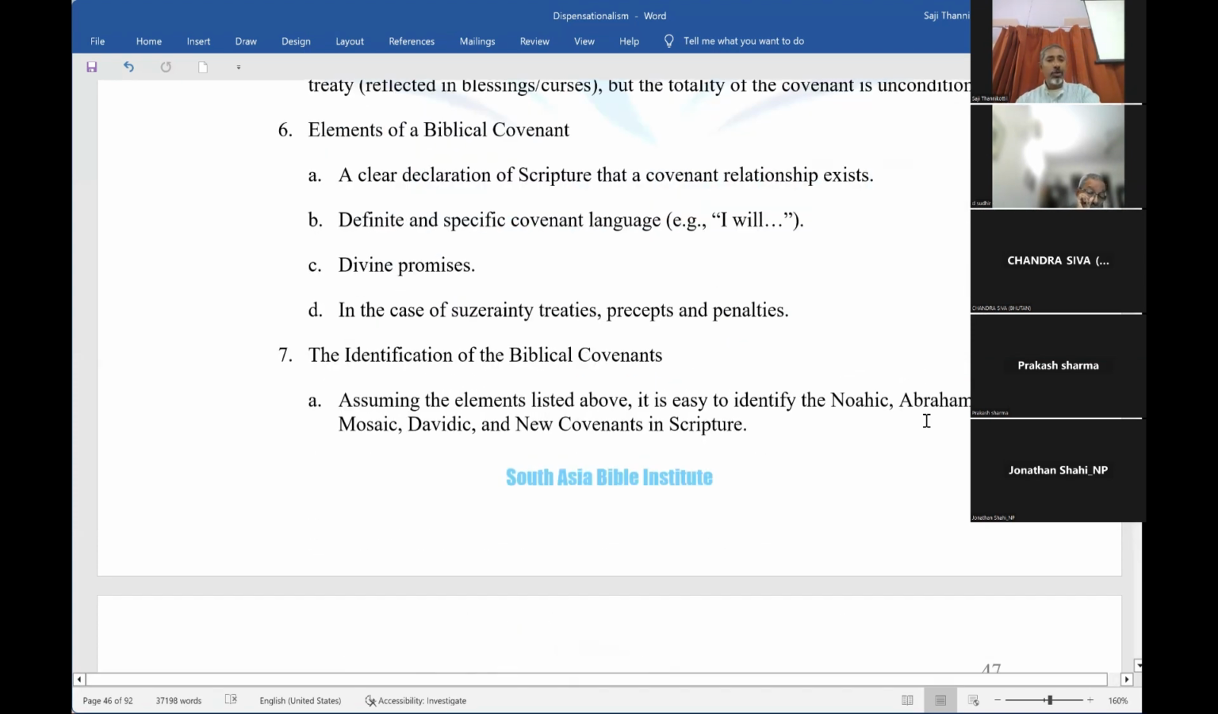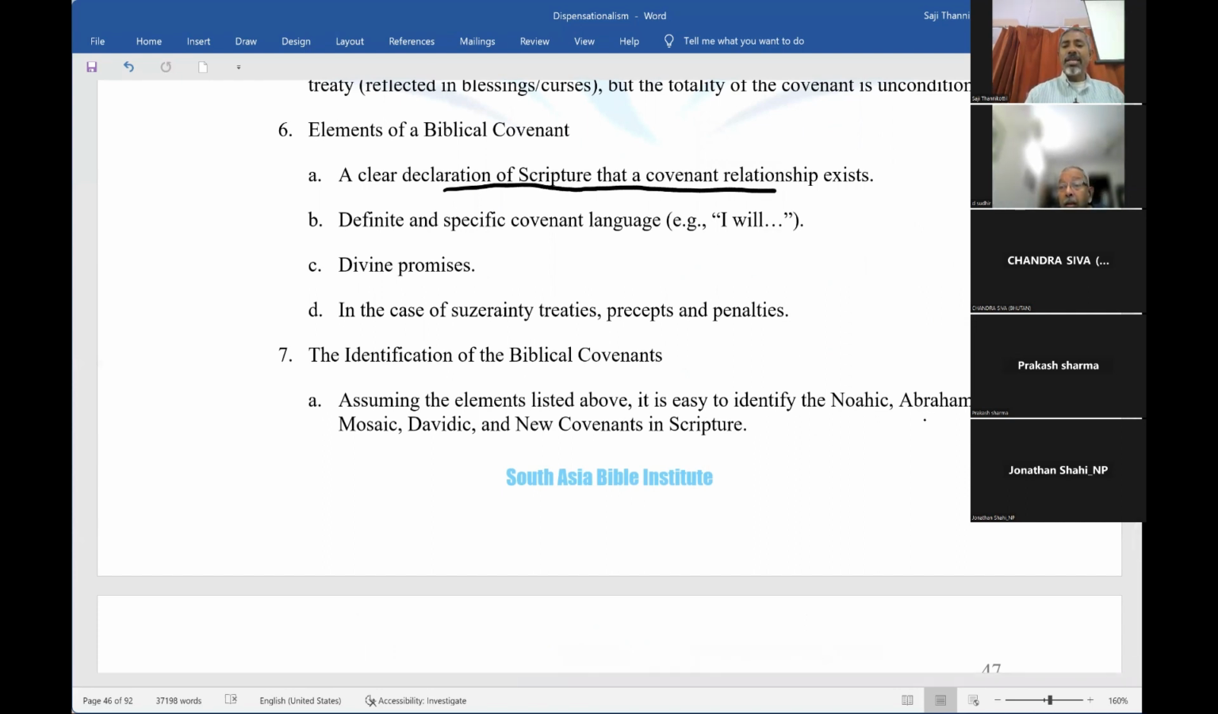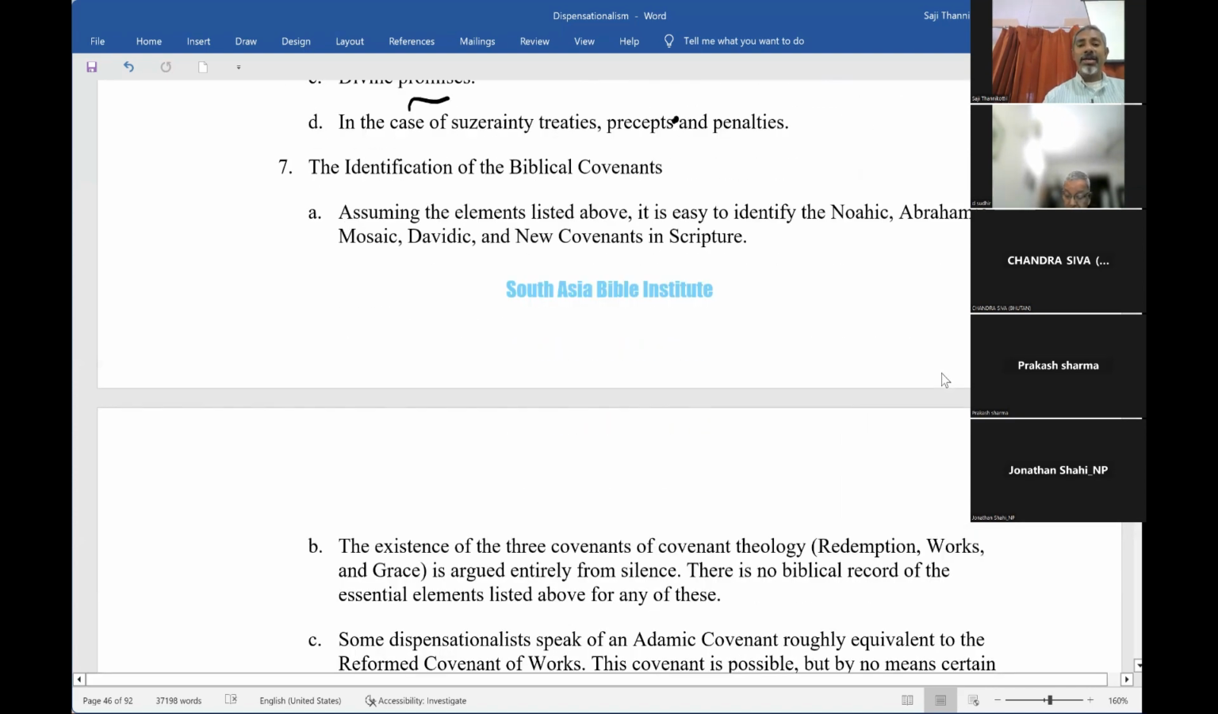All right. Another thing to look at: elements of a biblical covenant. First, a clear declaration of Scripture that a covenant relationship exists. If you are saying there is a covenant, you should see a covenant. If you don't see a covenant, don't call everything a covenant. Second, there should be covenant language, like I will do this, if you do this, there will be divine promises. In the case of suzerainty treaties, penalties will also be provided in the covenant.